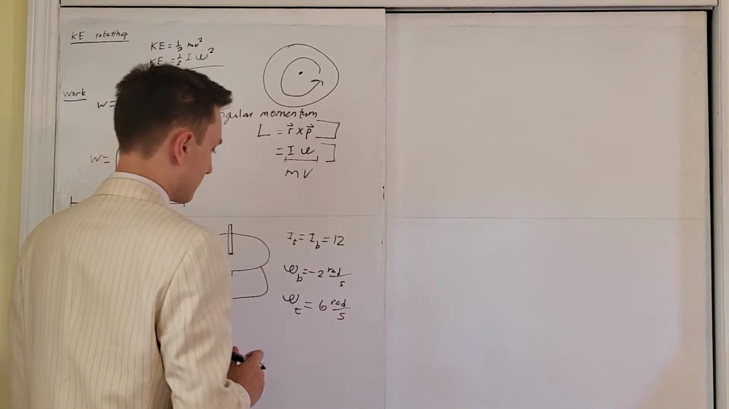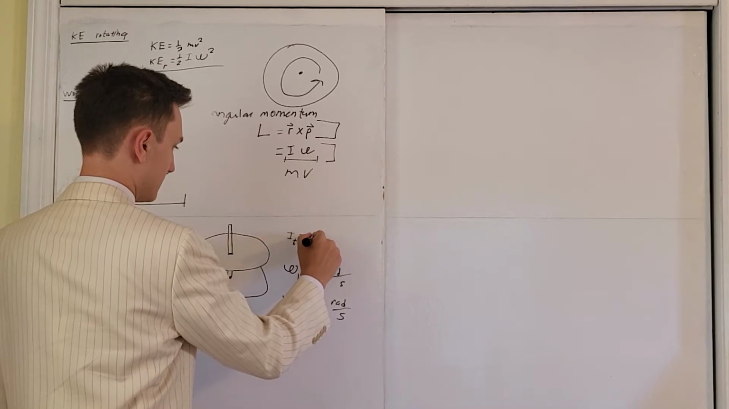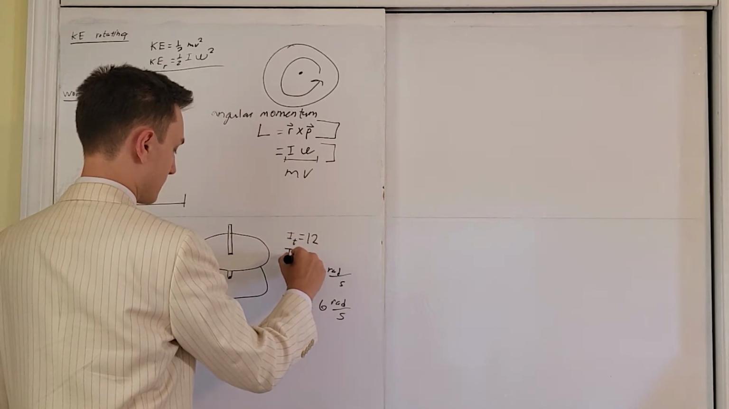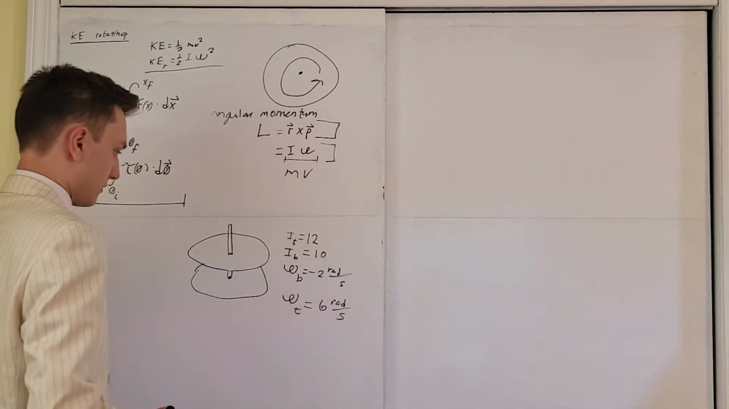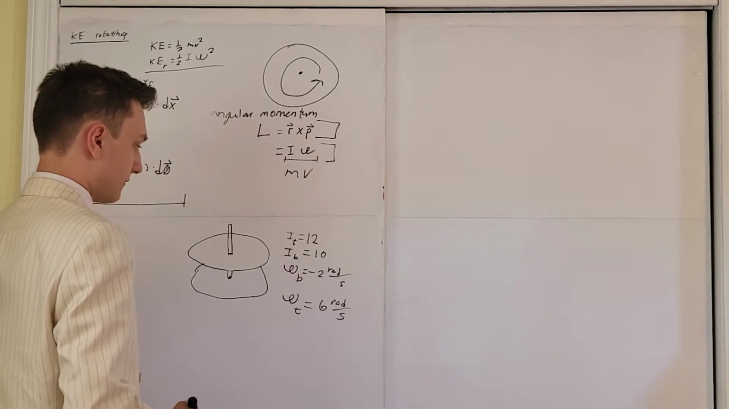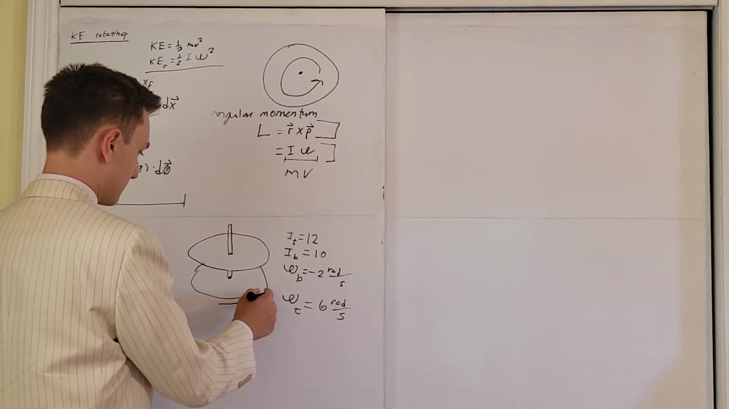You know what, for the sake of demonstrating complexity, I'm going to say the moment of inertia of the top one is 12 and the moment of inertia of the bottom one is 10. Okay? So where do we define positive direction? Positive direction is counterclockwise in this direction.